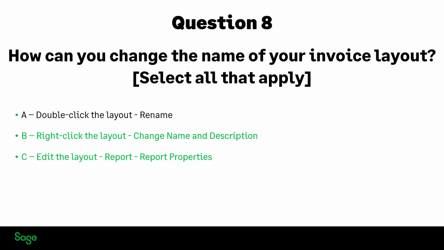if you edit it, you would be able to right click it and then change both the name and the description. And of course, you can do that within the report designer. So option C as well, you edit the layout, then go to report menu, report properties, and you'll have the name and the description field, and you can change that to whatever you want that to be. Again, it might just be a case of changing it, put your company name in, make it a bit shorter than the standard ones, just so it sticks out like a sore thumb on your list. So B and C are correct.